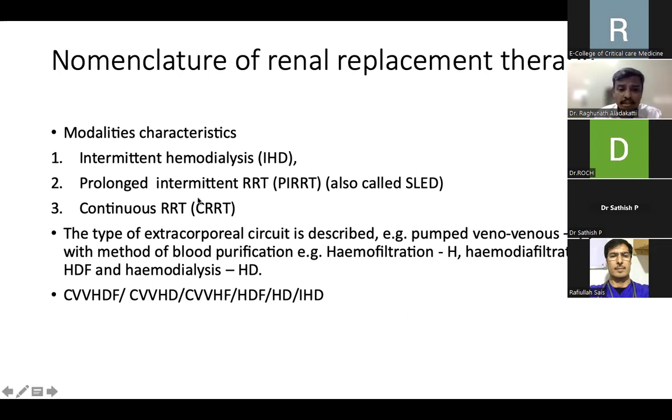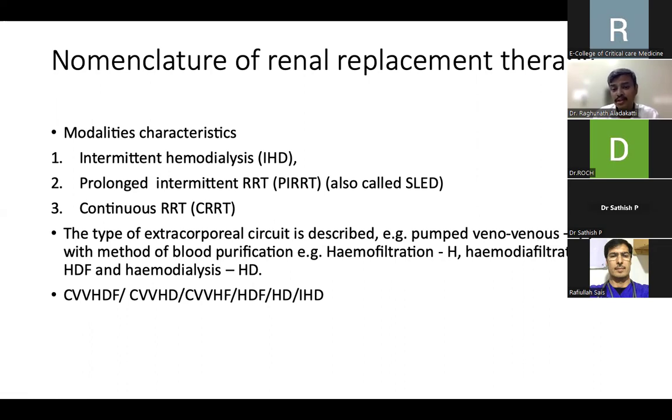The disadvantage of CRRT is the patient is not mobilized. With intermittent hemodialysis, the patient can be mobilized once the procedure is over, but here the patient is more bedridden. So this is a risky area. The type of extracorporeal circuit described is pumped veno-venous. So we call it veno-venous.